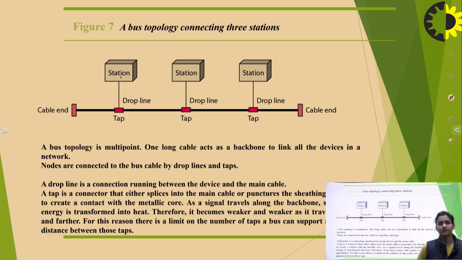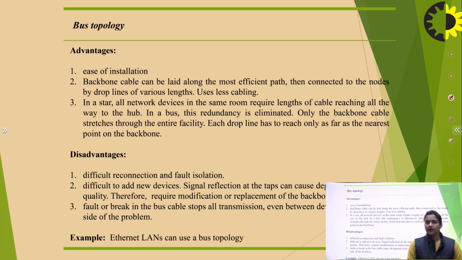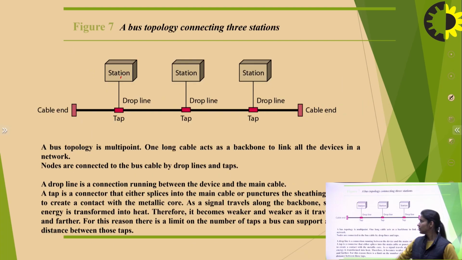So there is a reason we can use only a limited number of taps, only some stations here. We cannot add many stations, many nodes, so we have to limit our stations. Advantages: it is easy to install. The backbone cable can be laid along the most efficient path, then connected to the nodes by drop lines of various lengths. As we have seen, a drop line is the link between the cable and these nodes.